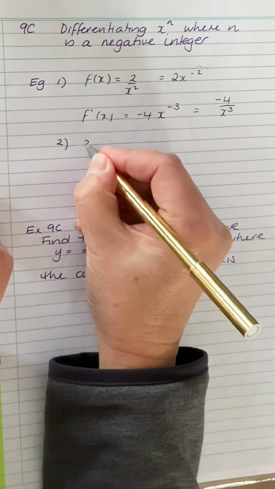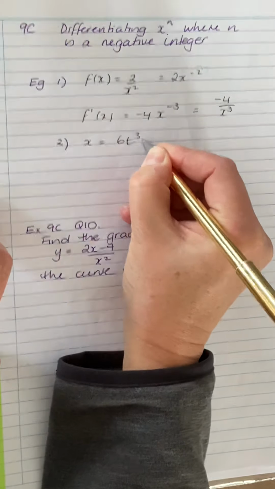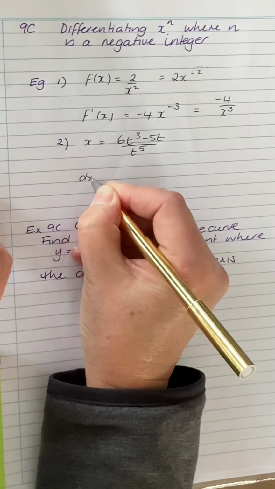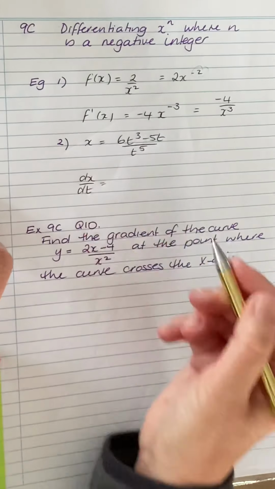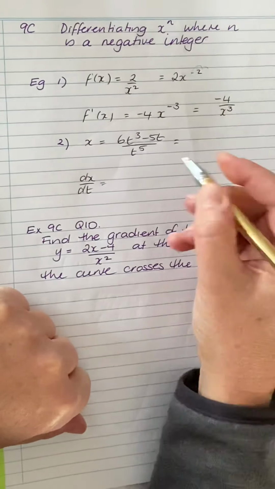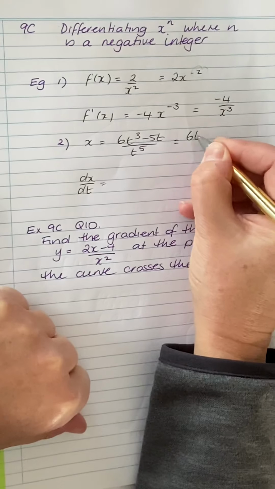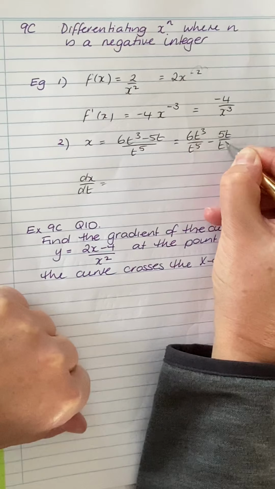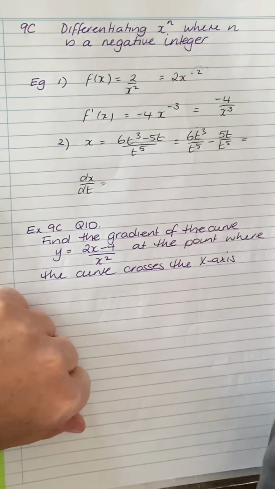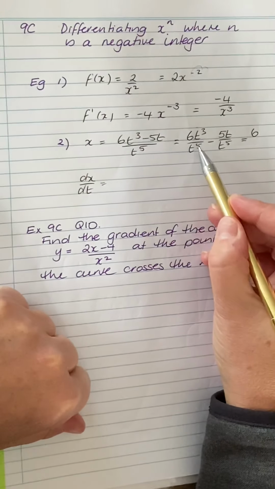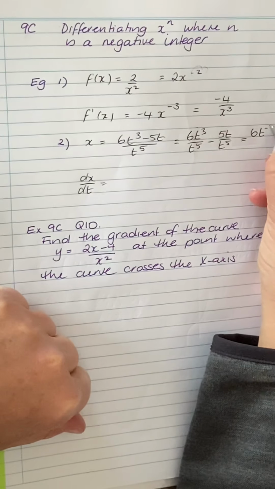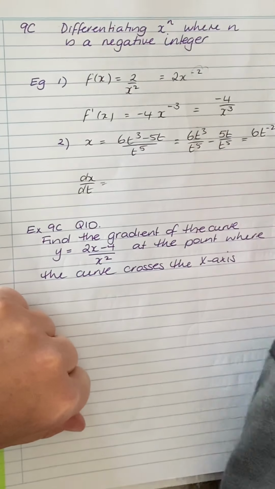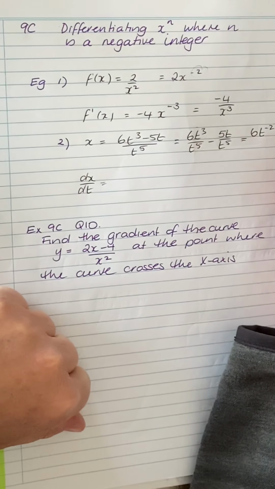What about this one? If we had x equals 6t cubed minus 5t on t to the 5, and we want to find dx dt, because x is in terms of t. First thing to do, and you might see some of these, and you can do it quicker than this, but I'll just show you by doing a bit more slowly. Because of what we know from the index laws, the 6 just stays there, and then we go 3 take 5 is minus 2, so that's 6t to the minus 2. This 5 stays there, and 1 minus 5, so it'll be minus 5t to the minus 4.